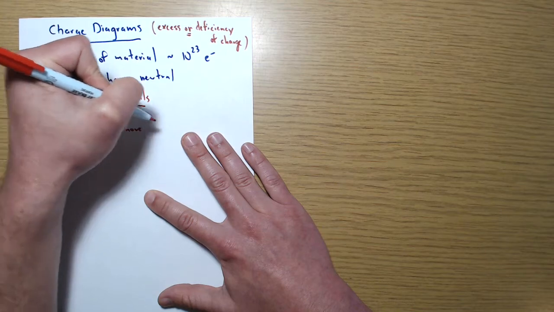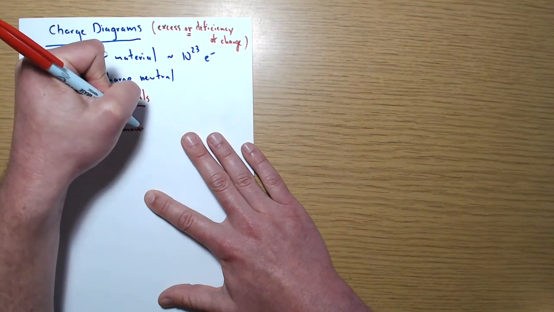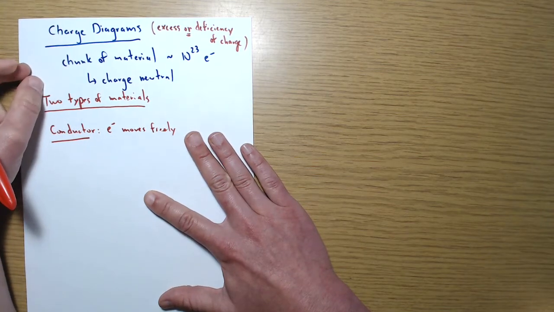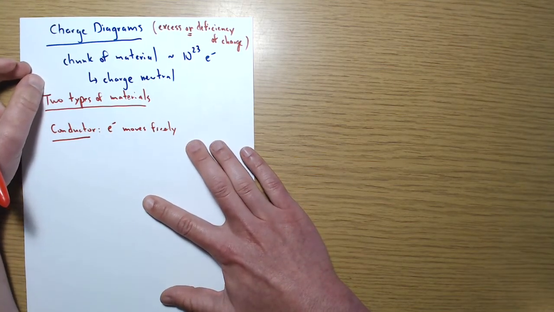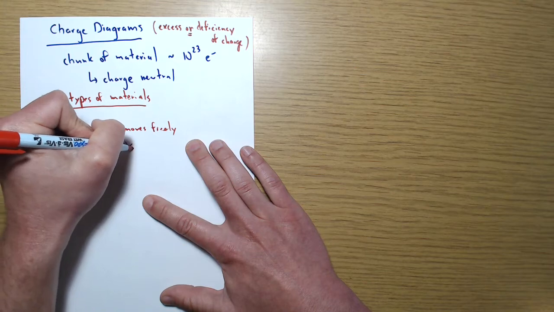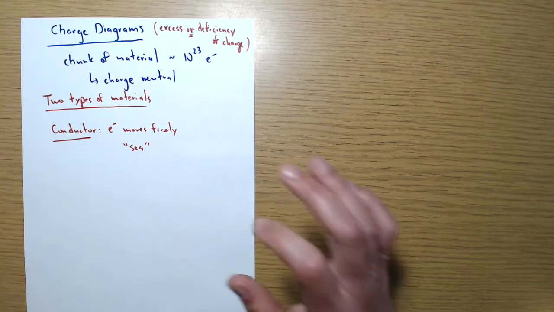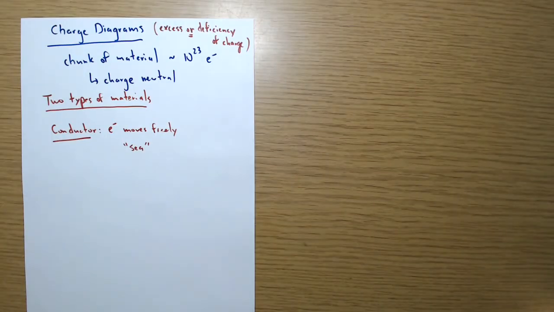So the electron moves freely. Oftentimes we talk about a sea of electrons in a conductor. We might talk about a sea of electrons that dance around together, and they're not particularly bound to any particular atomic nuclear core, but they can more or less move freely about. Basic properties of a conductor.